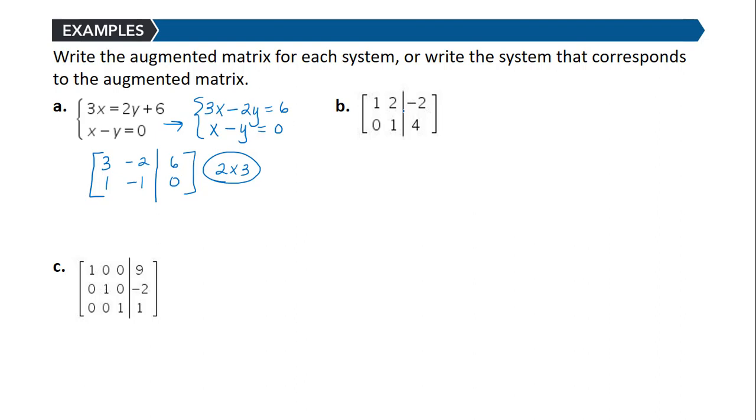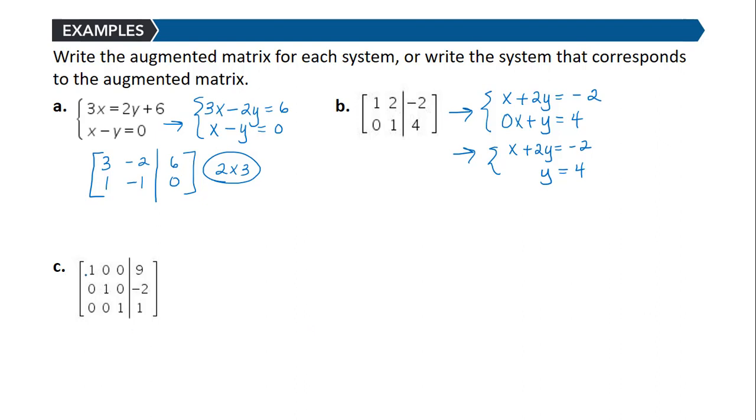Now we have an augmented matrix given to us, which consists of 1, 2, negative 2, and 0, 1, 4. The system that this corresponds to is, remember these are the coefficients, so x plus 2y is equal to negative 2, and 0x plus 1y, or y, is equal to 4. So in simpler form, this is x plus 2y equals negative 2, and then just y equals 4.